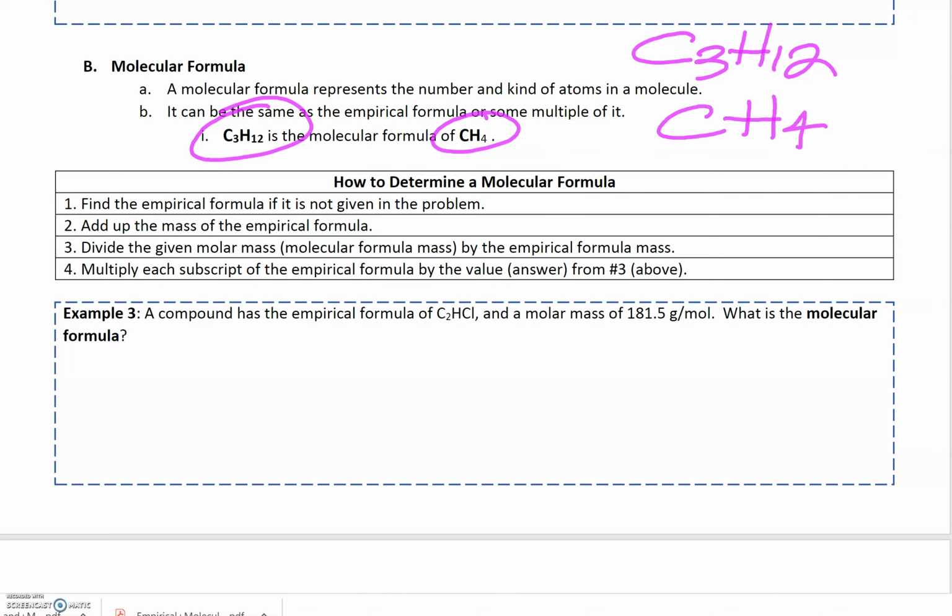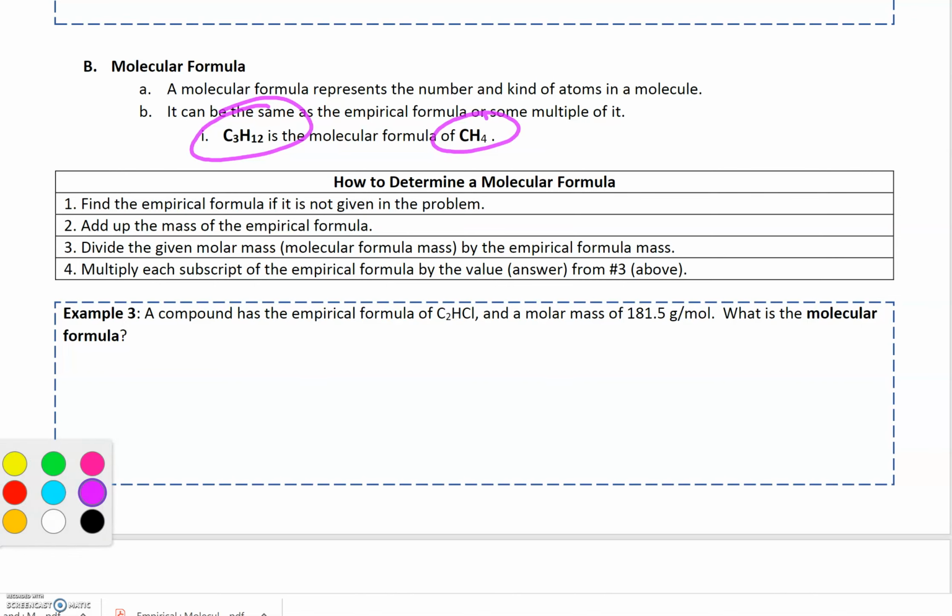So basically, you have the empirical, which is the reduced, and you have the molecular, which is the not reduced. And so that's what we're going to be looking at here, is how do we build the molecular, and we're going to build that from some mathematical data. So it's really straightforward.